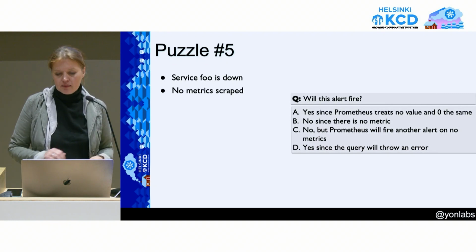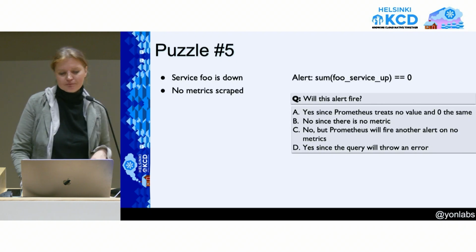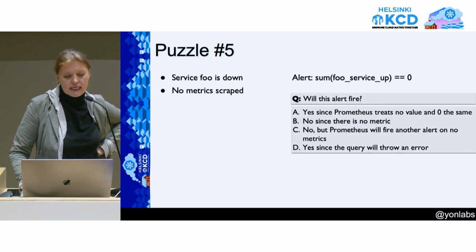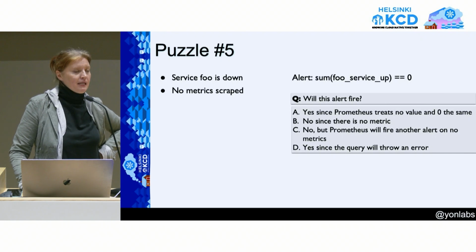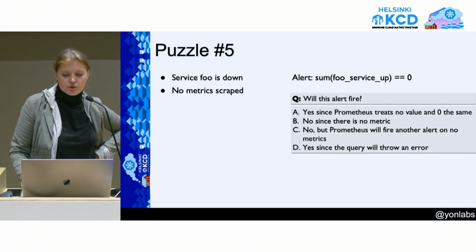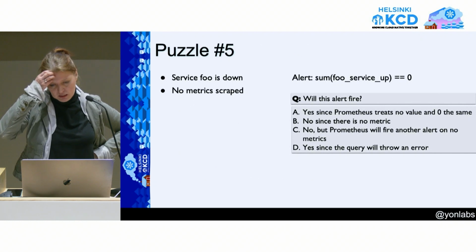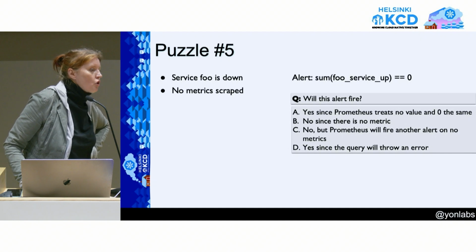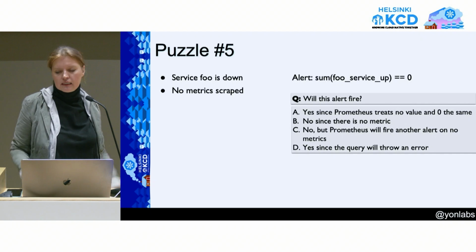One more puzzle, perhaps we won't go through the poll now, just to showcase another corner case: when we have a service fully down. It means that this service does not produce any metrics, so no metrics scraped, and we have an alert on some full service up equals 0. So basically, will this alert fire? No, since there are no metrics. So it can't compare it to 0 because there is no information.